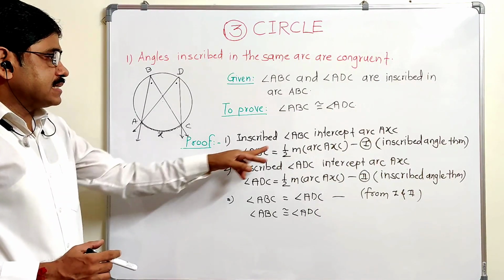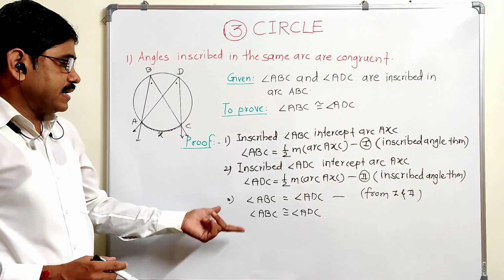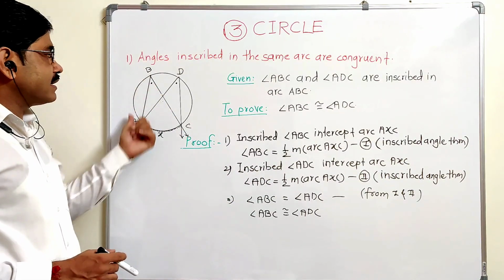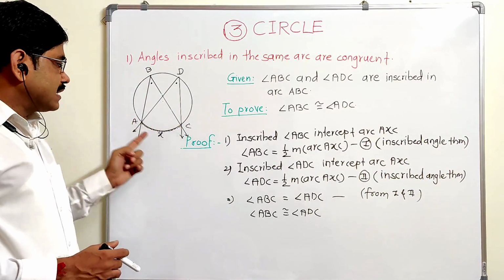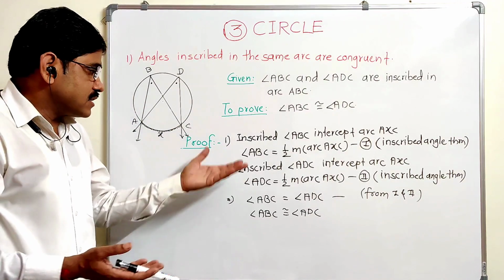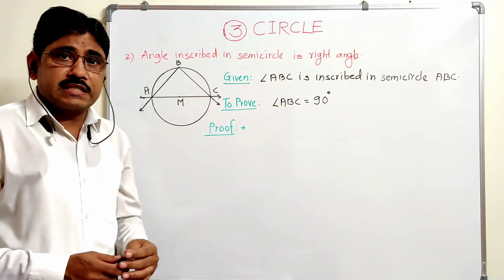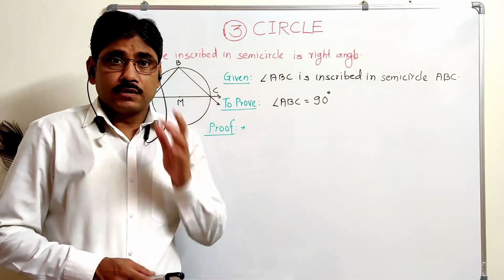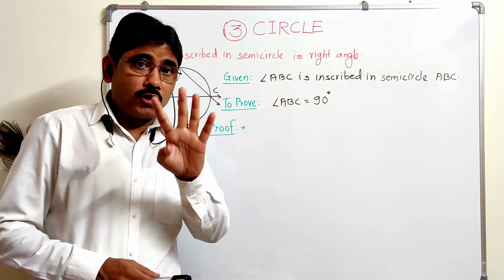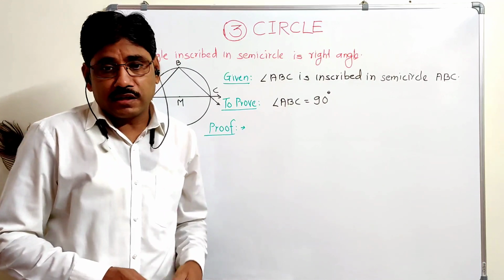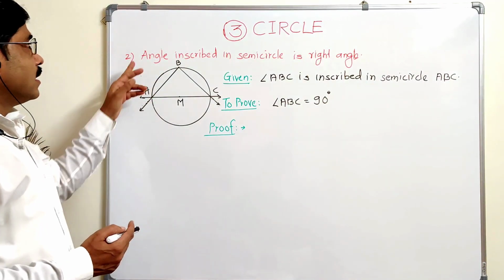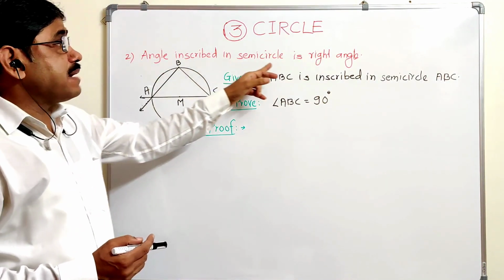So here ABC is half AXC, ADC is half AXC. Therefore both are inscribed in the same arc and both intercept the same arc. That's why both are congruent. The second corollary, we are studying the corollaries of the inscribed angle theorem. The second corollary is angle inscribed in a semicircle.